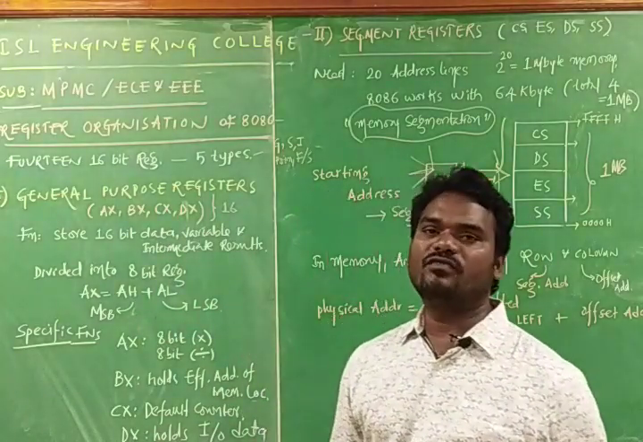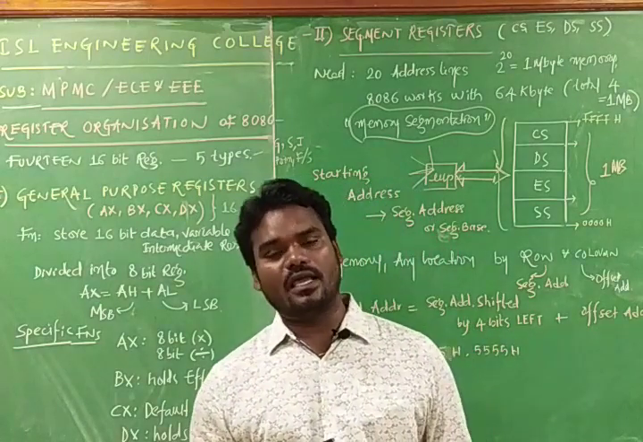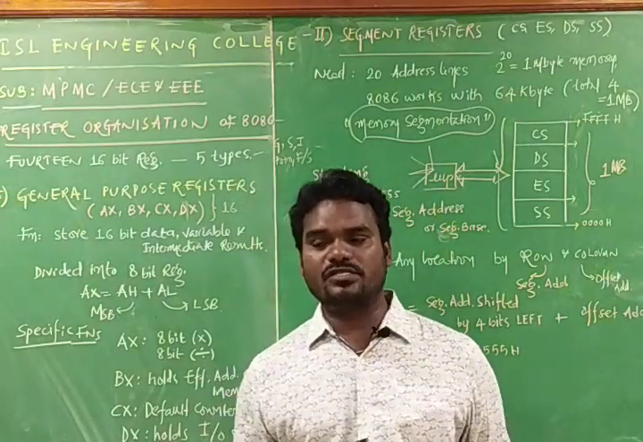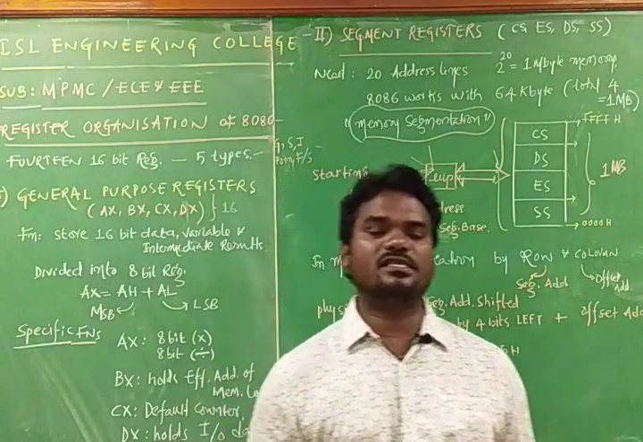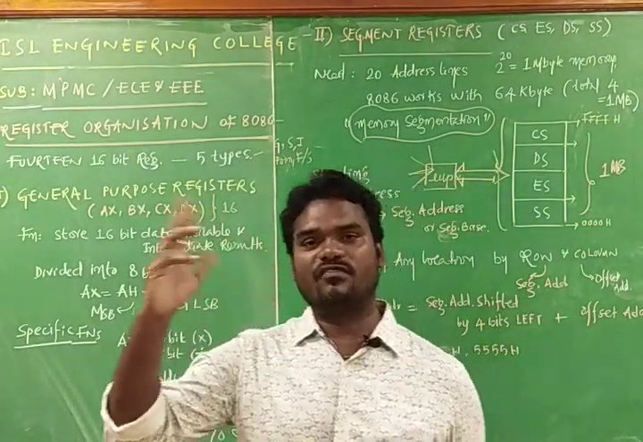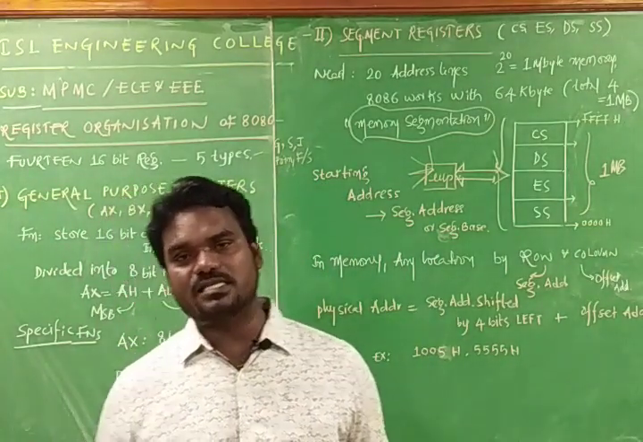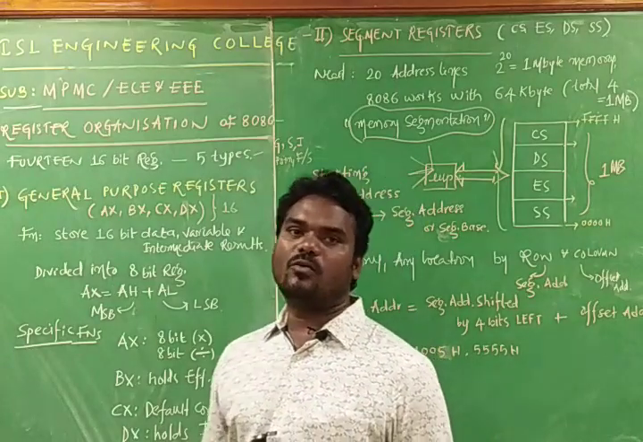The speed of accessing data in the registers is faster compared to accessing data from the memory, because the memory is interfaced outside the 8086 microprocessor, but these registers are inside the microprocessor.